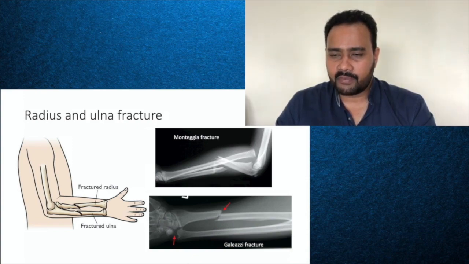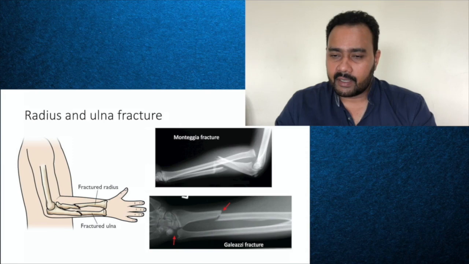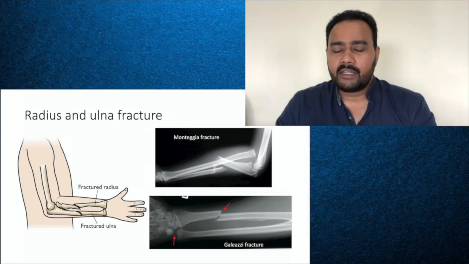So a Monteggia fracture is a proximal ulnar fracture as well as a proximal radio-ulnar dislocation. Distally, you get a distal radial fracture, and then you can get a distal radio-ulnar dislocation. That is what we call a Galeazzi fracture. So you can remember where the fractures occur.